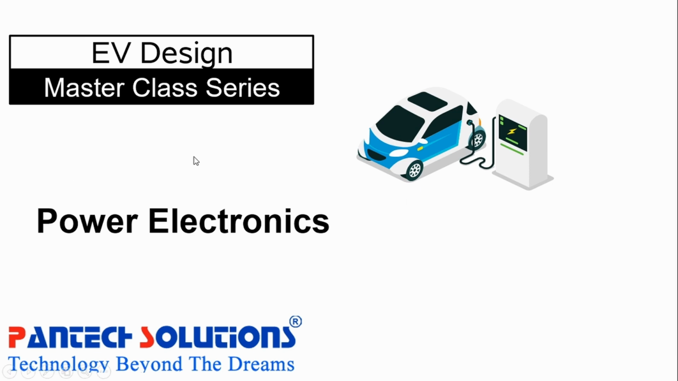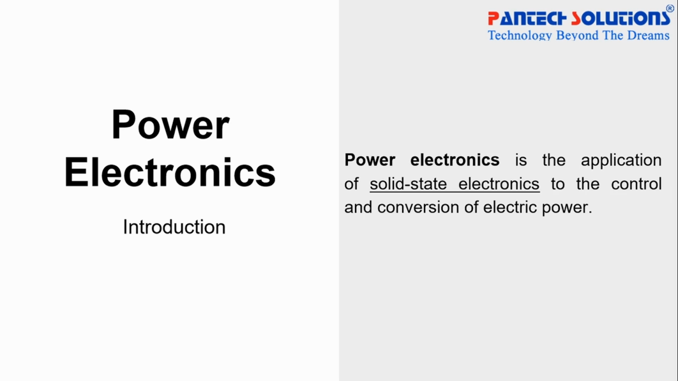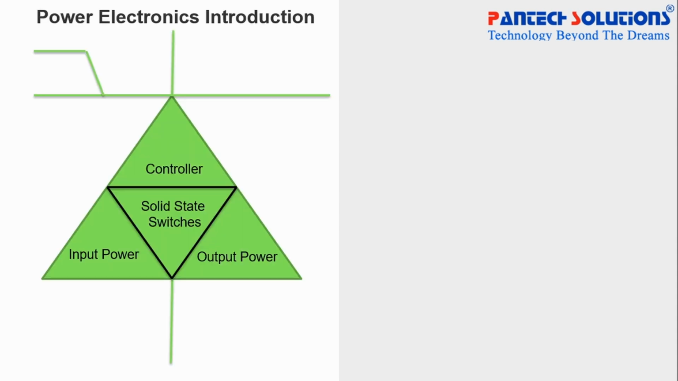Power electronics is nothing but the application of solid state electronics to control and convert electric power. Here the solid state electronics plays a vital role. If you take this block diagram, the input power and the output power are there. Whenever you feed the input power, with the help of solid state switches, see the symbol, it denotes a solid state switch called SCR, that is silicon controlled rectifier or thyristor, you can call it. Whenever you apply a control signal to this particular switch, you can convert as well as control the electrical power.